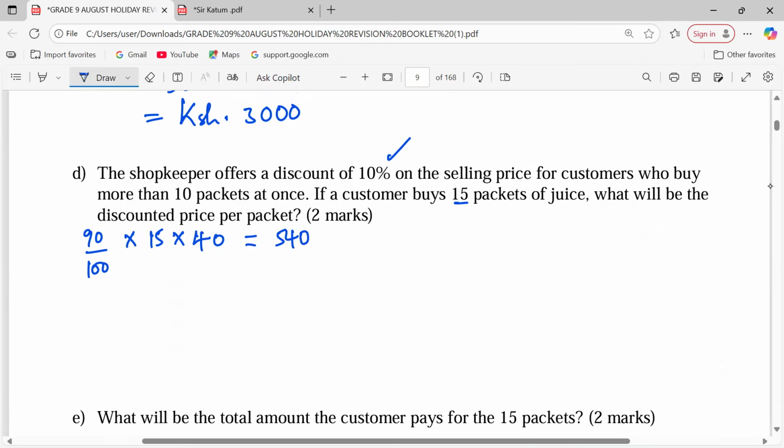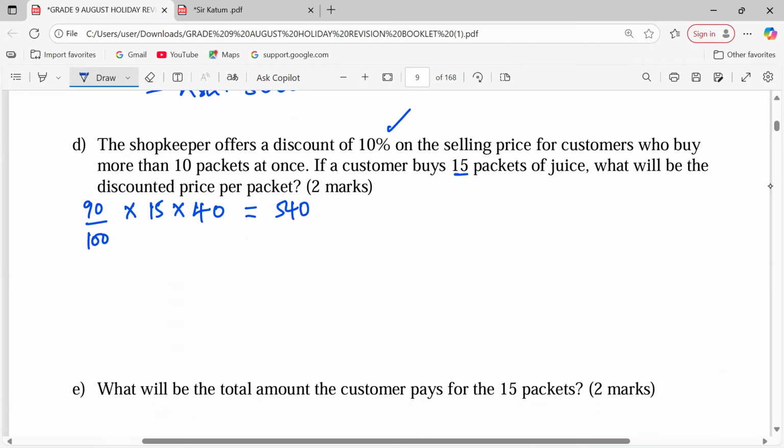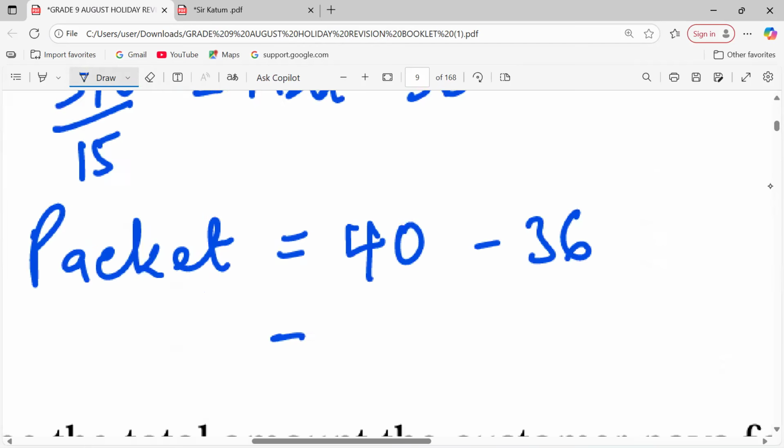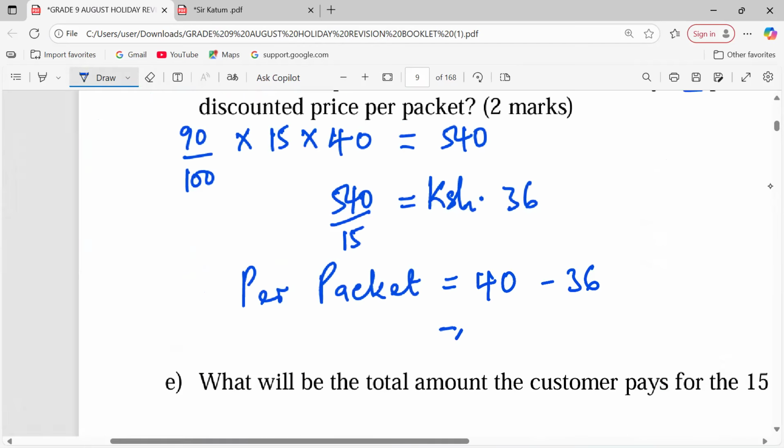So what will be the discounted price per packet? So you see, we are having 540 paid. They are 15 packets. So how much has been paid per packet? We divide this by 15. This gives us 36 Kenya shillings. That means now per packet, instead of 40, they have paid 36. So the discount is now Kenya shillings.